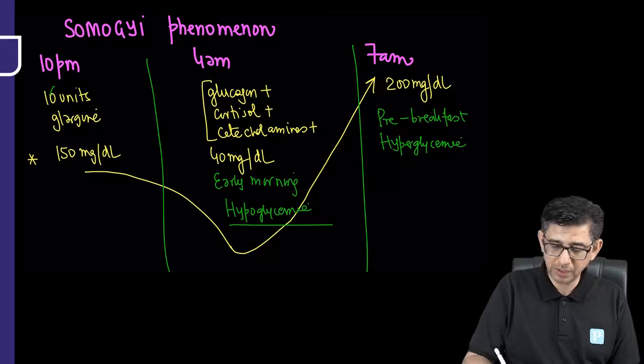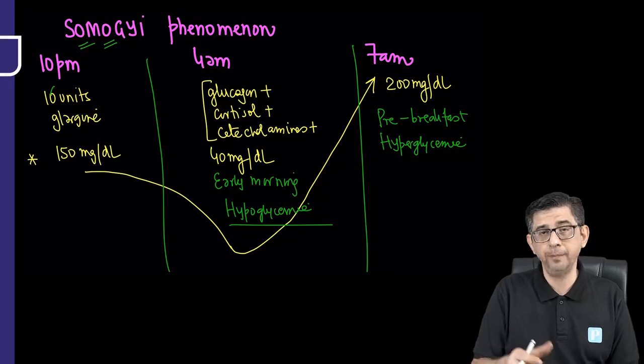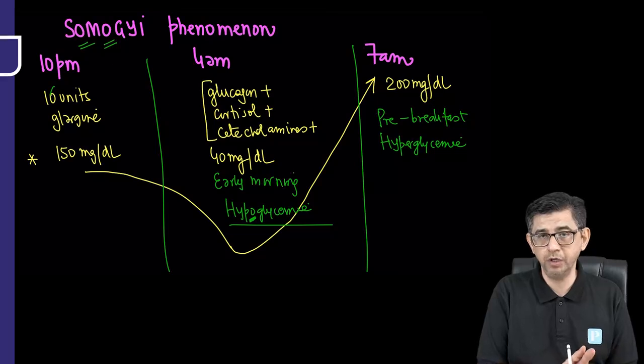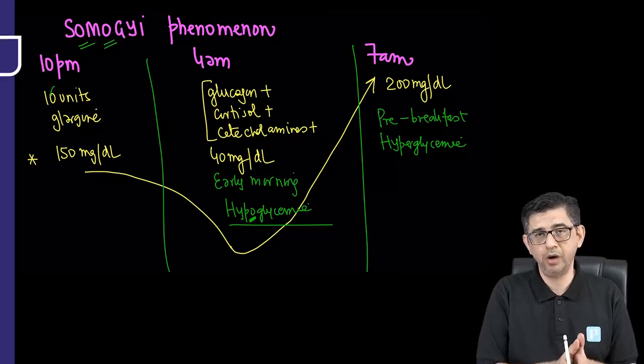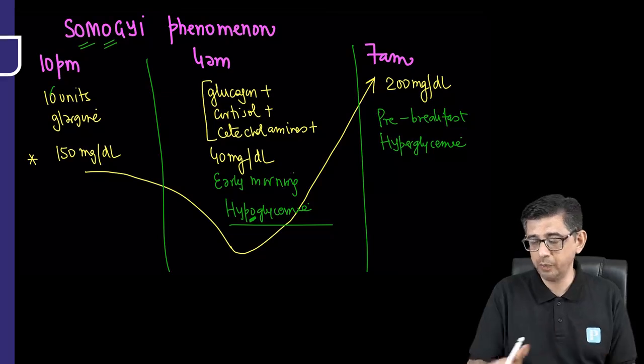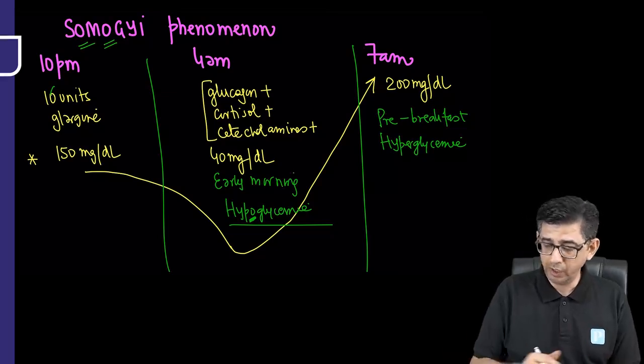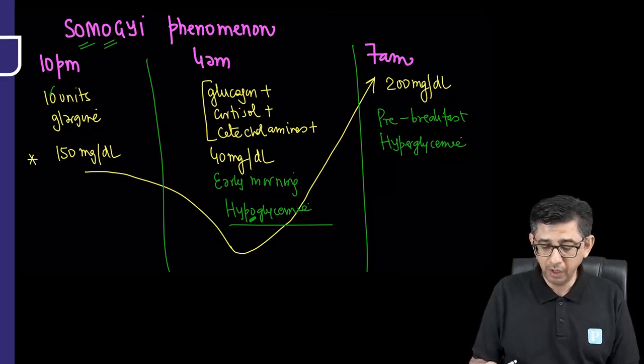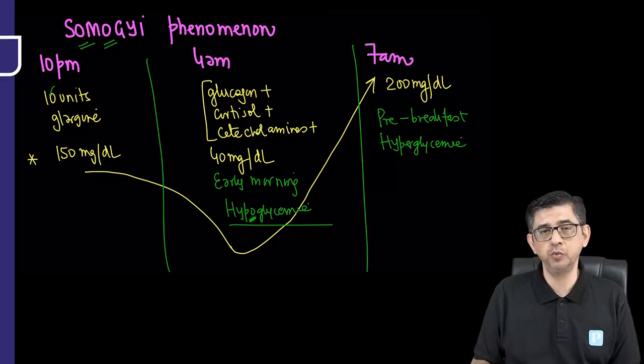Somogyi phenomenon has the alphabet O coming up again and again, which tells you that there is a hypoglycemia occurring in this patient. I say that again, Somogyi phenomenon is what? It is early morning hypoglycemia and a pre-breakfast hyperglycemia. That pre-breakfast hyperglycemia he will not ask you. He will mainly ask you regarding what is the initial presentation of Somogyi phenomenon.